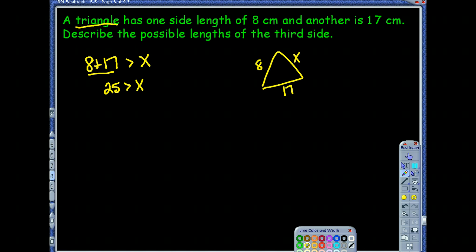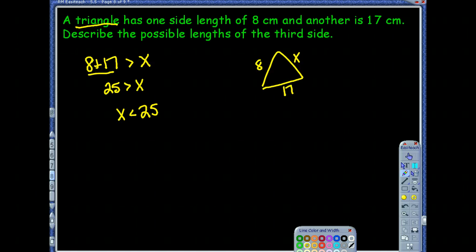Now they're saying describe the possible lengths of the third side. So I might want to write it as X is less than 25, saying the third side has to be less than 25 centimeters. Perfect. So does that mean any length that's less than 25 centimeters will work for that?